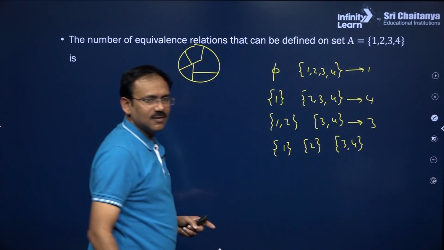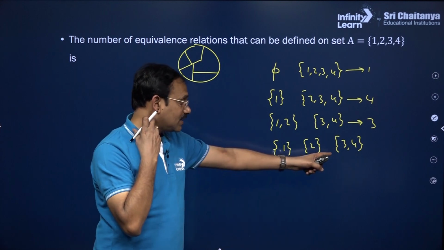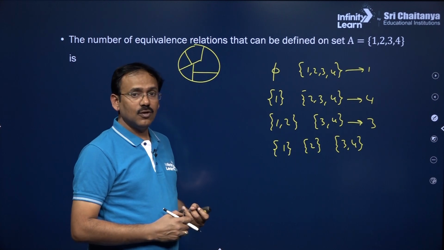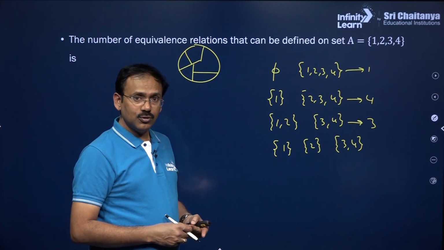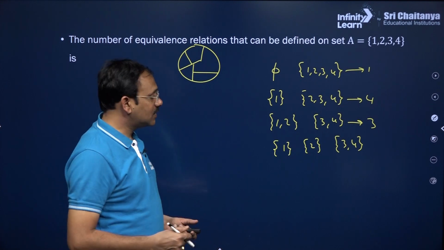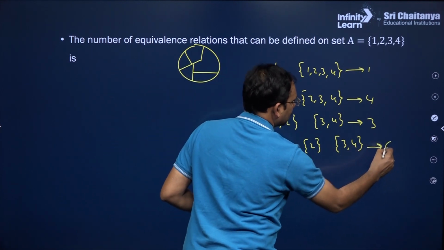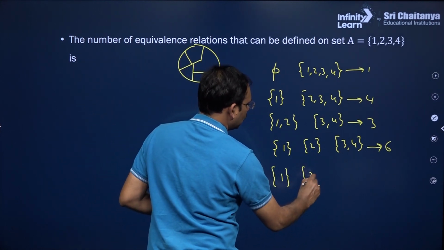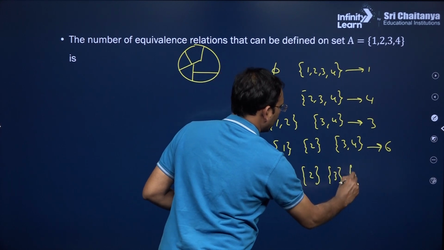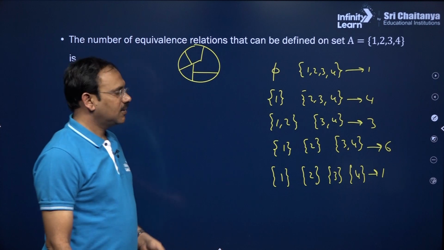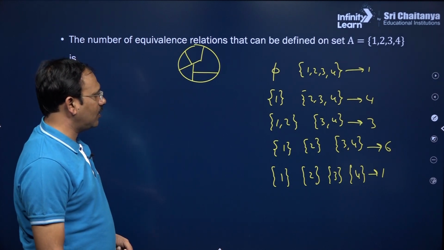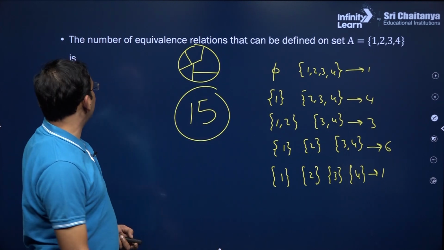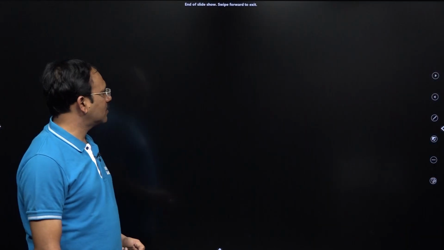Again splitting it like 1, 1, 2, friends. Here you can maintain 1, 2, 1, 3, 1, 4, 2, 3, 2, 4, 3, 4. 6 such possibilities will come here. And the last one I can say is splitting into 1: 1, 2, 3, 4, my dear friends. This is one such partition. So the number of partitions is going to be 15, my dear friends. So there will be 15 equivalence relations that can be written from A to A.